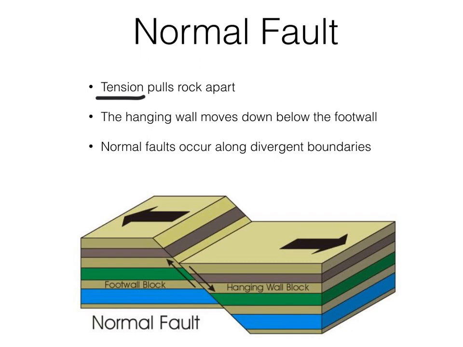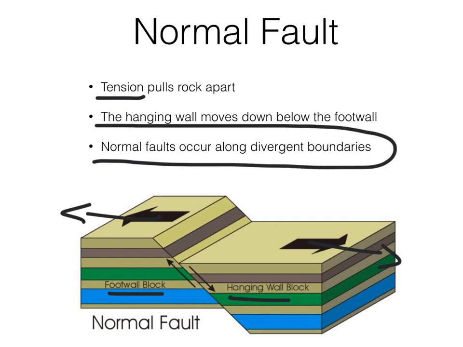But this is a great diagram right here. We have our footwall, we have our hanging wall. If this one is moving in this direction and this rock is being pulled in this direction, the hanging wall is going to slip down. Now this is the big takeaway. Normal faults occur along divergent boundaries. Why would that be? A normal fault is when tension pulls rock apart. If tension pulls rock apart, that boundary is divergent. At divergent boundaries, 2 blocks are being pulled apart, and when that happens, a normal fault occurs.